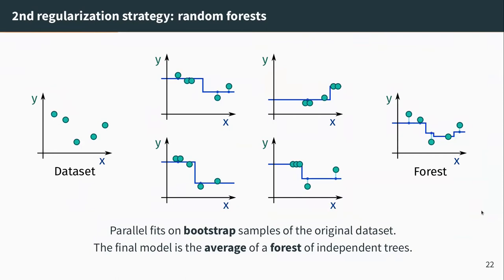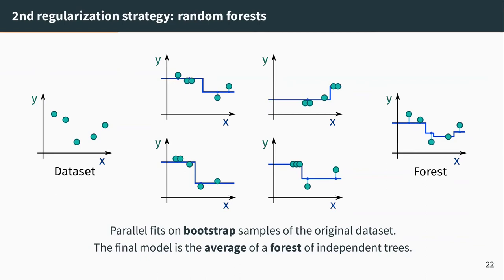The second very popular regularization strategy is what we call random forests. Now the idea is that you have your data set, you have 5 points. And in practice, you're really worried about outliers. You want your final models to be robust to a few samples. Basically, you want to know how much your final model is influenced by a few outliers that may have outlandish values of y, for a given value of x.